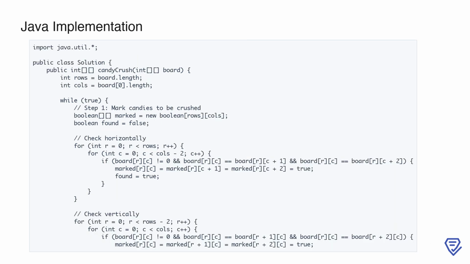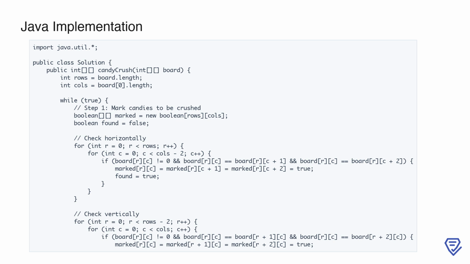Here, we begin implementing the Candy Crush algorithm in Java. The method takes a 2D integer array called board as input, representing the game grid. First, we determine the dimensions of the grid, storing the number of rows and columns. Then, we initiate an infinite loop to repeatedly process the board until no further moves can be made.